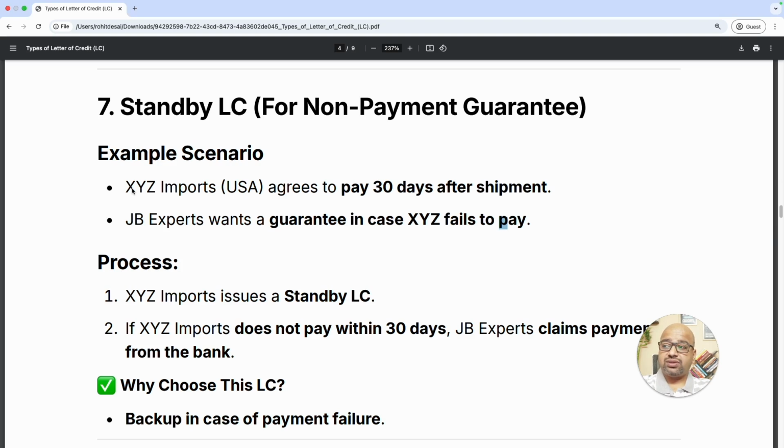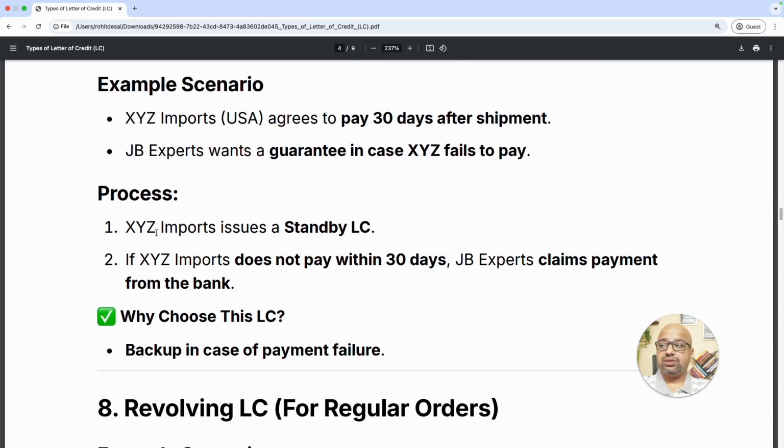I have trust in the buyer, okay? But I don't trust him fully, like saying, okay, I'll give credit and later if he doesn't pay, then what? I'll be losing money. In that case, I'll call it a standby LC. So XYZ company is going to issue a standby LC. If the importer doesn't pay in 30 days, JB Experts can claim the payment from his bank.